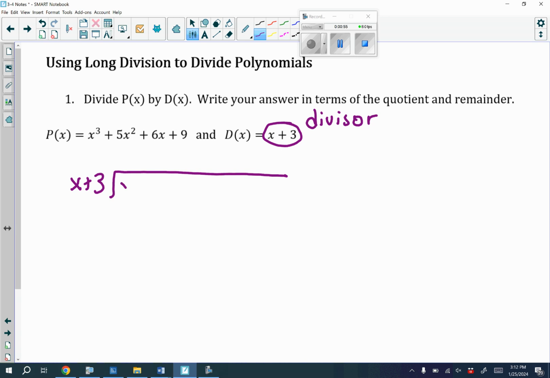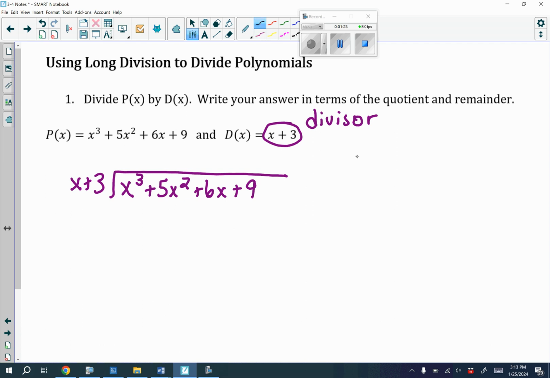Now notice we start with x cubed. If there are any missing terms, we have to use 0 as a placeholder. So we start with x cubed. Our next one should be an x squared. I see that term, so I write 5x squared. Then my next term should be x, and we have that. And my last term should be the constant, which is a 9. So we did not need to use 0 as a placeholder because we had all of our terms.